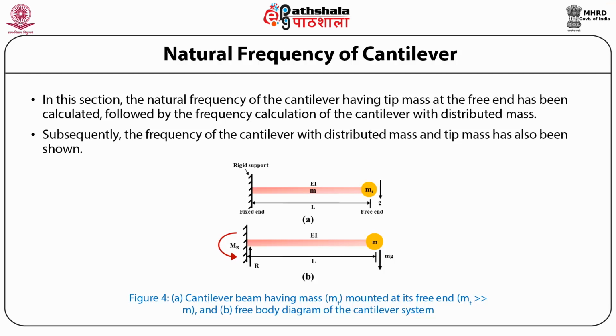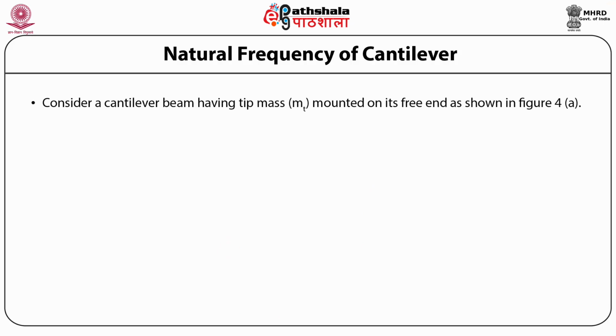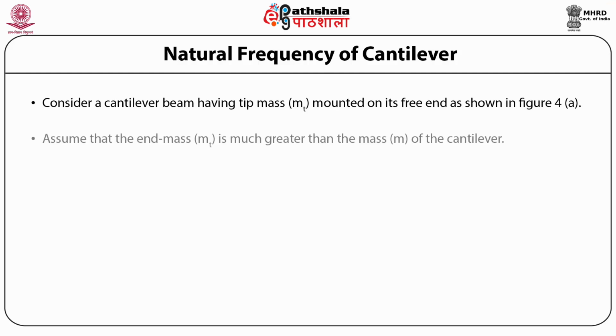Whereas the second figure shows the cantilever beam having the mass m, or you can say the mass is uniformly distributed, so it is represented by small m. Now consider a cantilever beam having a tip mass mt mounted on its free end, which we have seen in the previous slide. Assume that the end mass mt is much greater than the mass m of the cantilever.